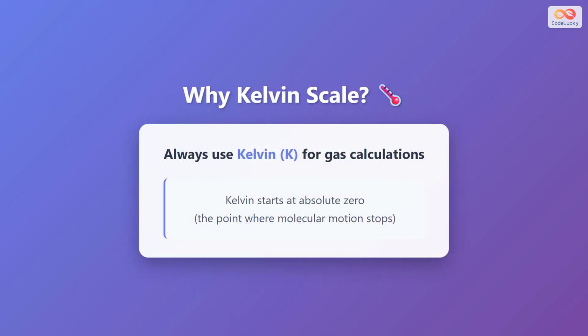You might wonder why we always use Kelvin for gas calculations. The answer is simple but important. Kelvin starts at absolute zero, which is the point where molecular motion stops completely. At 0 Kelvin, molecules have no kinetic energy at all. This makes Kelvin the natural scale for gas calculations because it directly relates to molecular motion. Celsius and Fahrenheit have arbitrary 0 points that don't correspond to any physical meaning. But Kelvin's 0 point is absolute, making it perfect for scientific calculations.